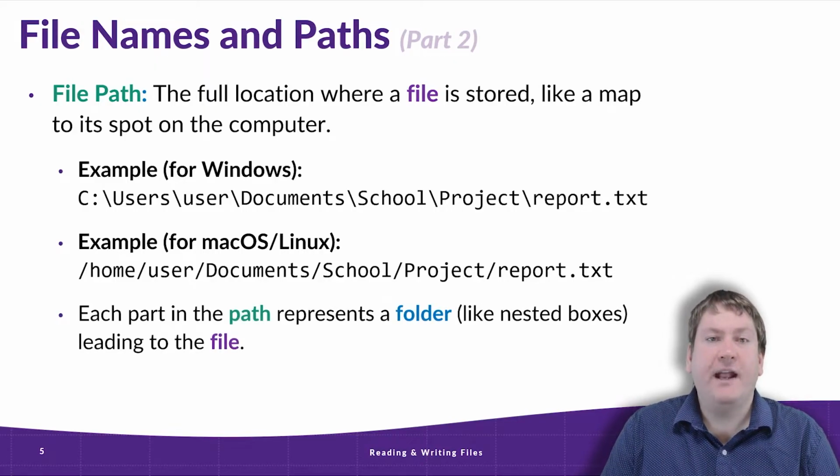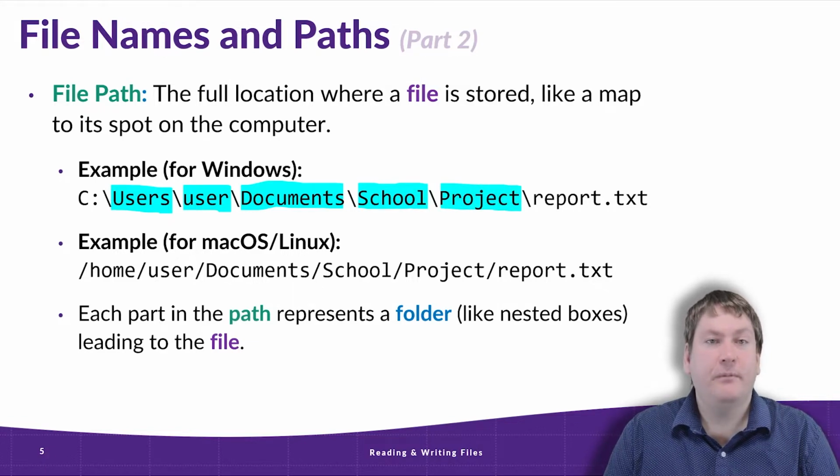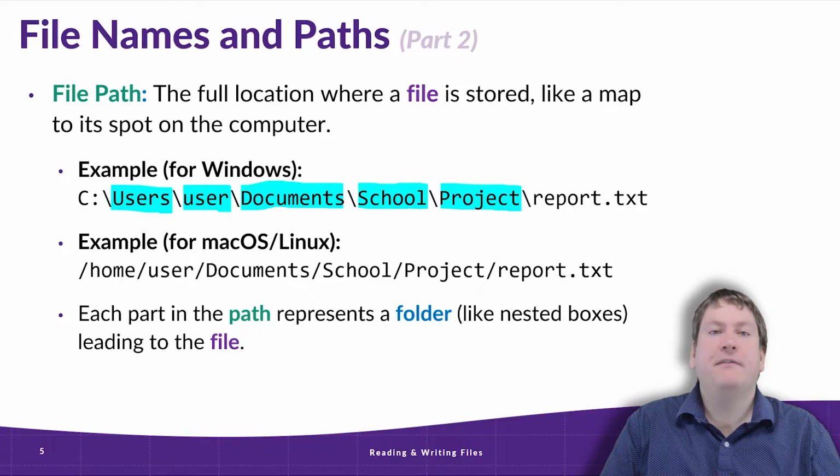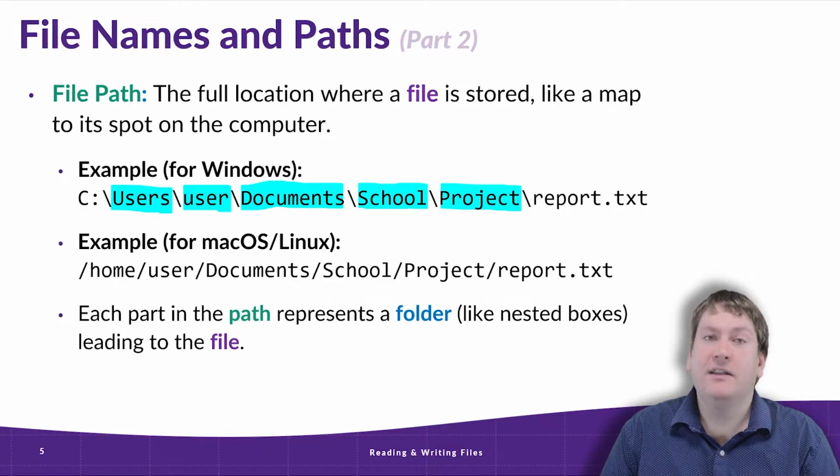So what does this file path actually mean? Well, each part in the path represents a folder or directory, sort of like nested boxes or folders, leading finally to a file at the end. So in this first example, we have a number of directories that are nested inside of each other. First, on the C drive, there's a users folder, and inside that users folder, there's a second folder named user. Inside that user folder, there's another folder named documents, and inside that documents folder, there's a folder named school, and inside that school folder, there's a folder named project. Finally, in that project folder, there is a file named report.txt. So this is giving us the full map to where we can find that file on the hard drive.